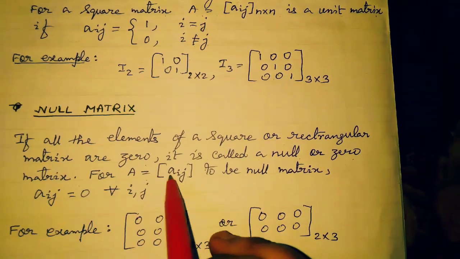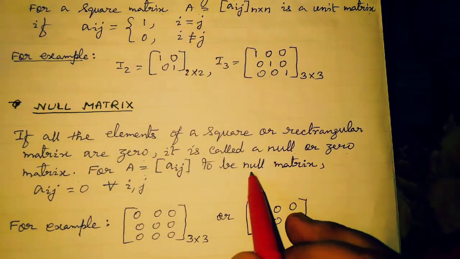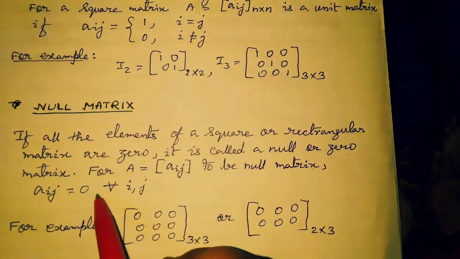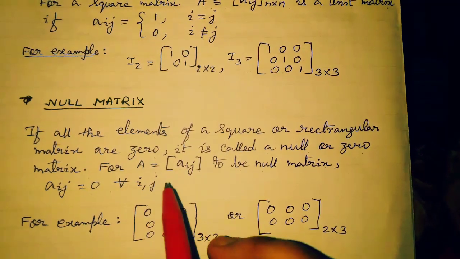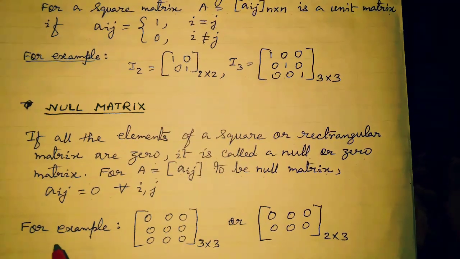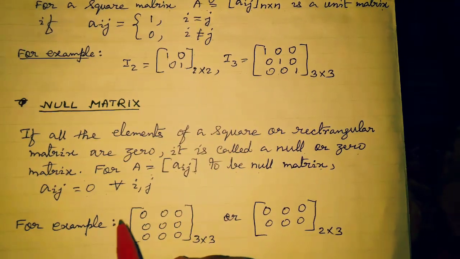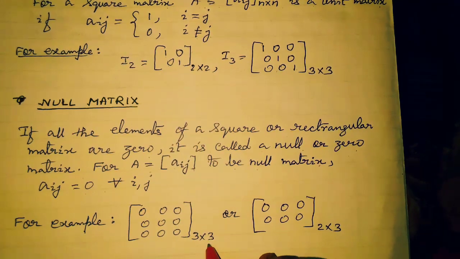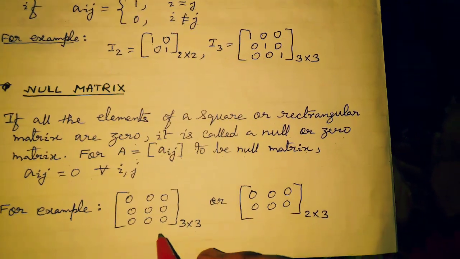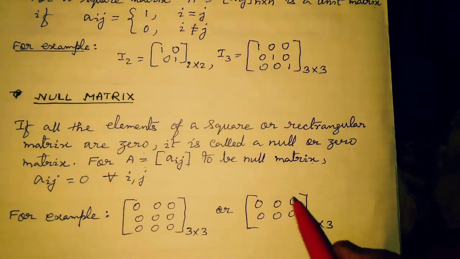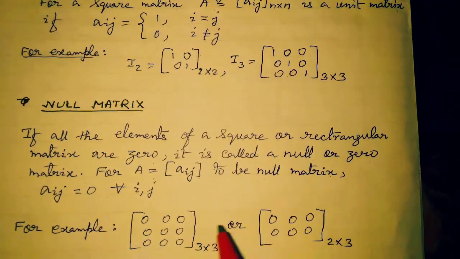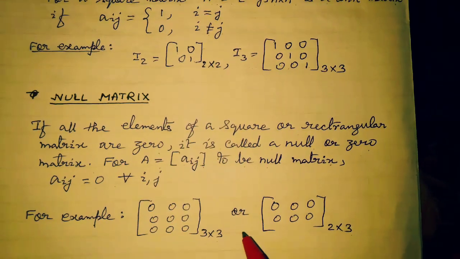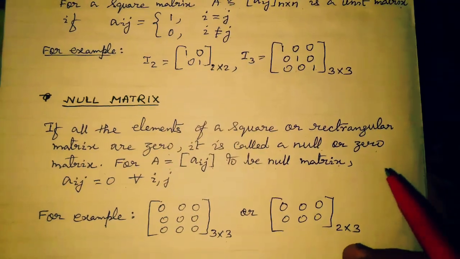For a given A = Aij to be a null matrix, Aij must be 0, that means each and every element is 0 for all i-th row and j-th column. Then it is called a null matrix. For example, this is a 3 into 3 order matrix whose elements are all 0. Here a 2 into 3 order matrix is also 0. This is a null matrix.